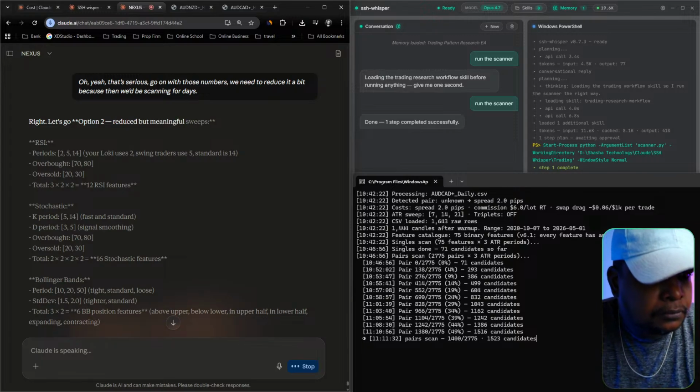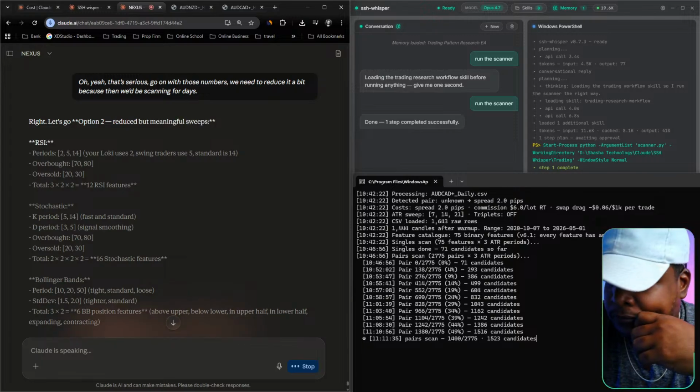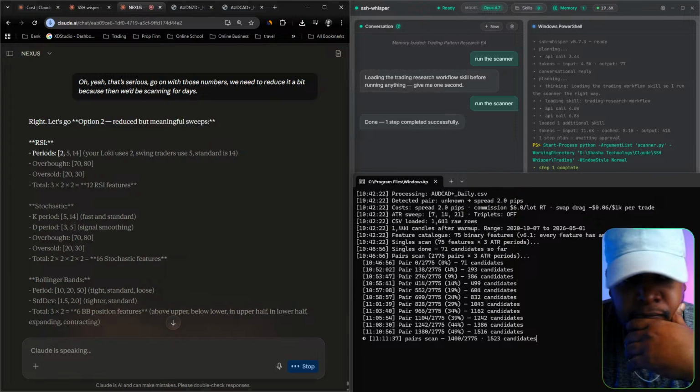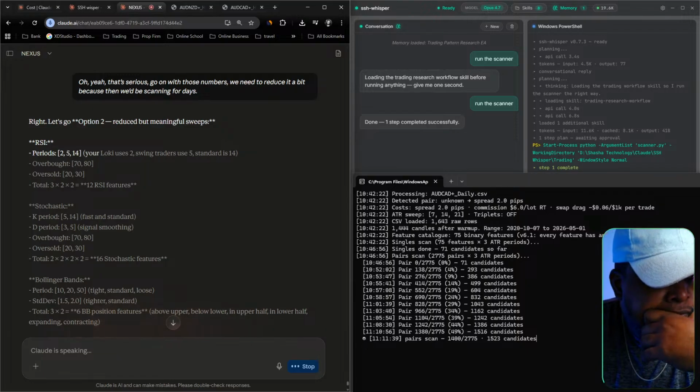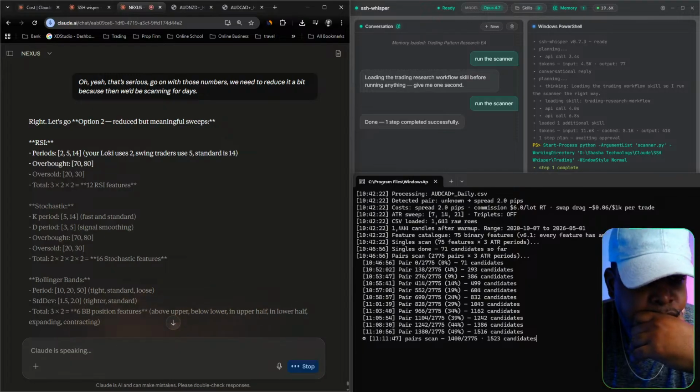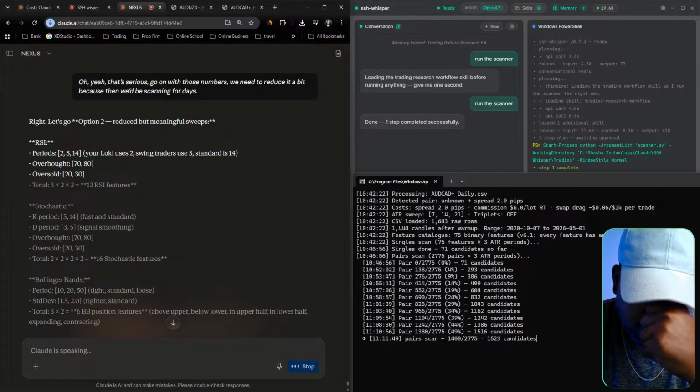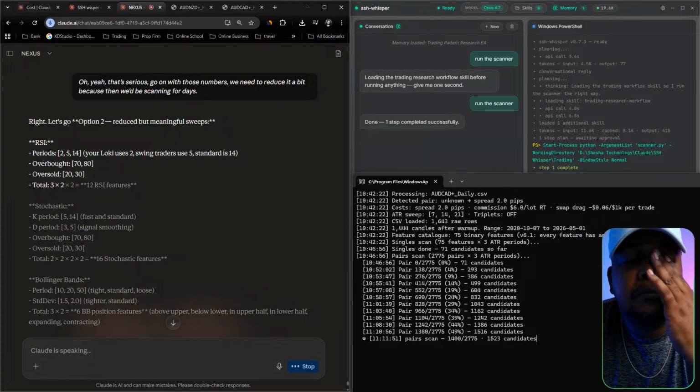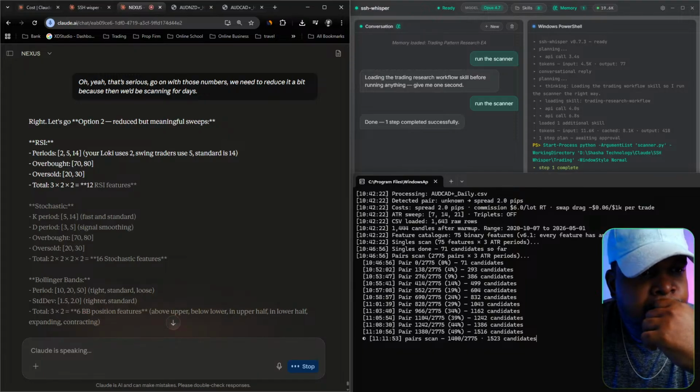Reduced but meaningful sweeps. RSI periods: 2, 5, 14. Connors RSI uses 2, swing traders use 5, standard is 14. Overbought: 70, 80. Oversold: 20, 30. Total: 3 periods times 2 times 2 equals 12 RSI features.